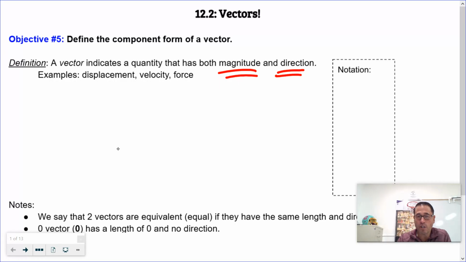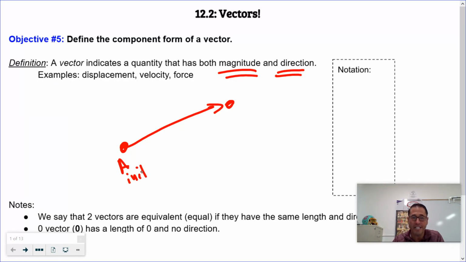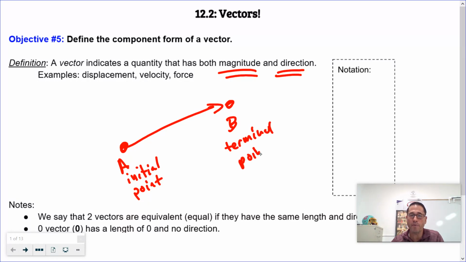But in regards to vectors, a vector can go from one point to another point, and it will have a magnitude and it does have a direction. If we call this A, wherever we initiate is what we call our initial point, and wherever we end or terminate, we call our terminal point. So we have an initial point, and we have a terminal point.